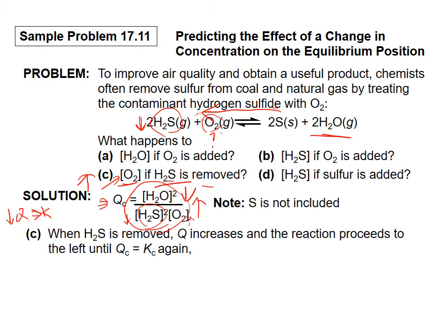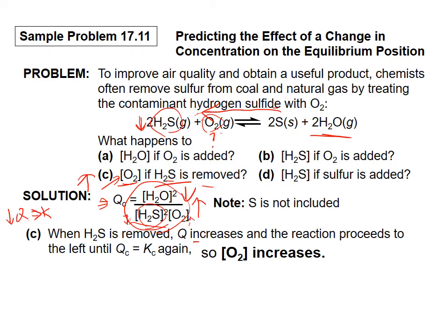Okay, so when hydrogen sulfide is removed, Q increases because you divide by a smaller number, so the reaction proceeds to the left until Q equals K again. So because the reaction goes reverse, reactants increase, oxygen increases.